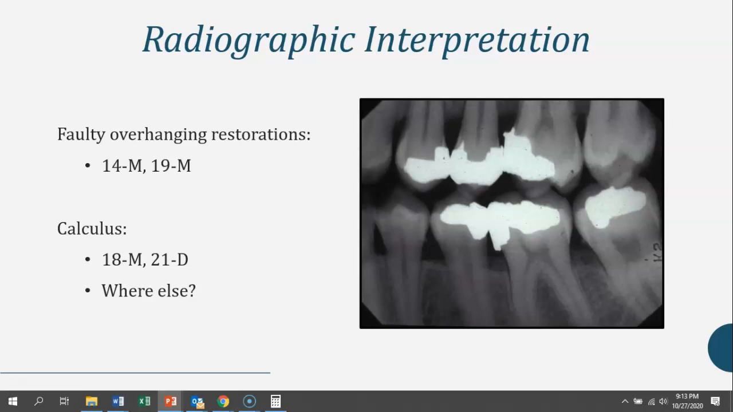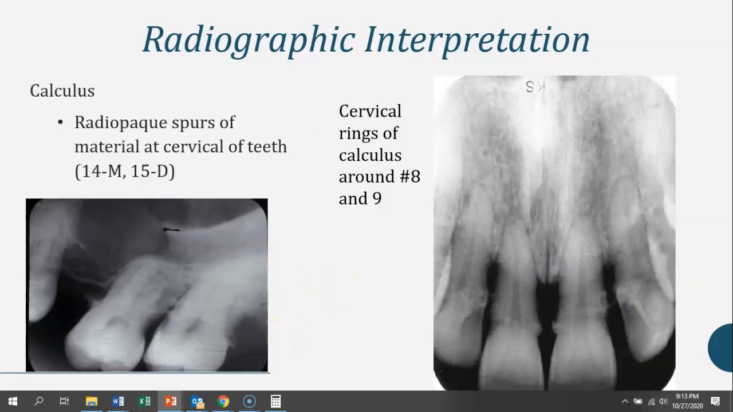Faulty overhanging restorations are the other irritant that can progress or cause further destruction of the periodontium by harboring bacteria and causing all sorts of problems. So down in here, you can see instead of it being nice and smooth, oh my gosh, I'm pointing the whole time, you guys, I was pointing to a different screen. I'm just going to back up real quick.